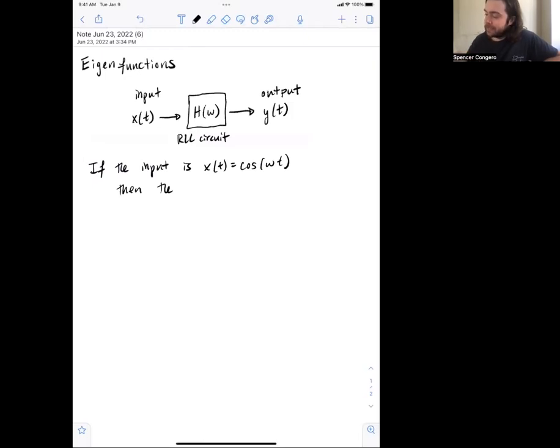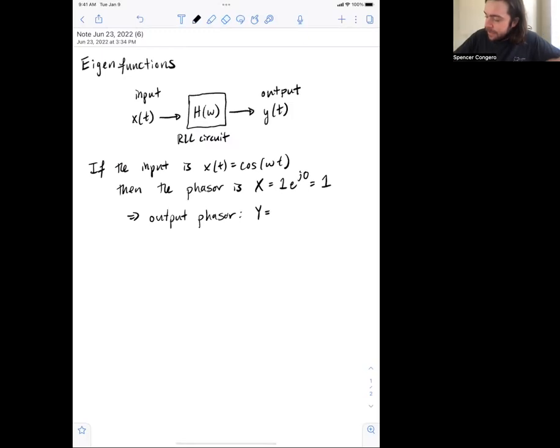So if the input is this, then the phasor is, again, I use capital letters for phasors. So what is it? Well, the coefficient is 1, like I have a 1 right there. And the phase is just 0. There's no phase, so times e to the j0. And of course, e to the 0 is 1. Then we know what the output phasor is.